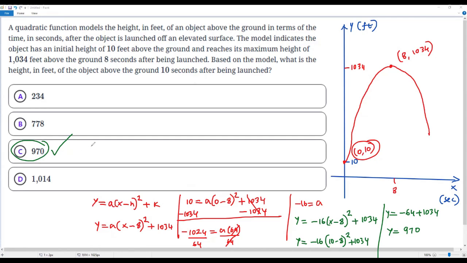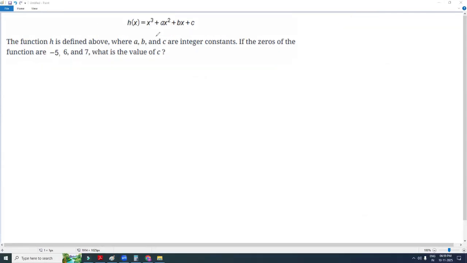Okay, let's look at the next problem. h(x) equals x cubed plus a x squared plus b x plus c. The function h is defined above, where a, b, and c are integer constants. If the zeros of the function are negative 5, 6, and 7, what is the value of c?